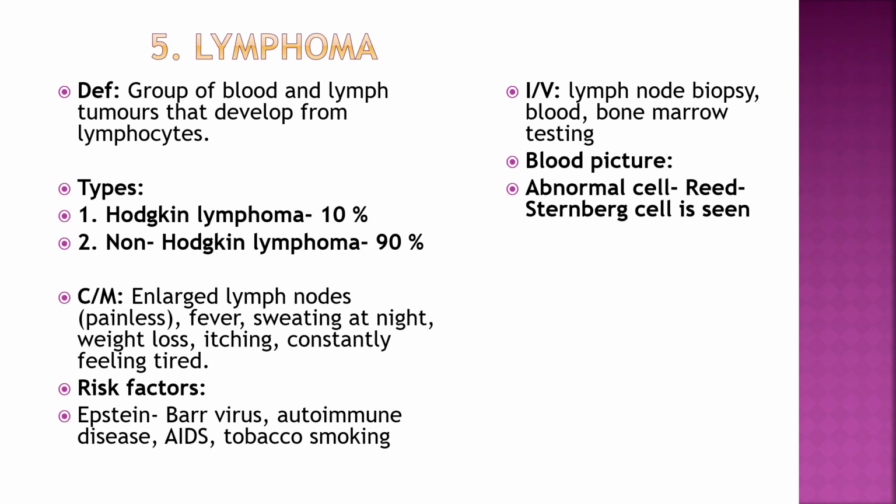Lymphoma is a group of blood and lymph tumors that develop from lymphocytes. There are two types: Hodgkin lymphoma, almost 10% of cases, and non-Hodgkin lymphoma, 90% of cases. Clinically, enlarged lymph nodes that are painless, fever, sweating at night, weight loss, itching, constantly feeling tired. Risk factors can be Epstein-Barr virus infection, autoimmune disease, AIDS, tobacco smoking. Investigations: lymph node biopsy, blood and bone marrow testing can be done. In blood and bone marrow, you can see abnormal cells, that is Reed-Sternberg cells, seen in lymphoma.